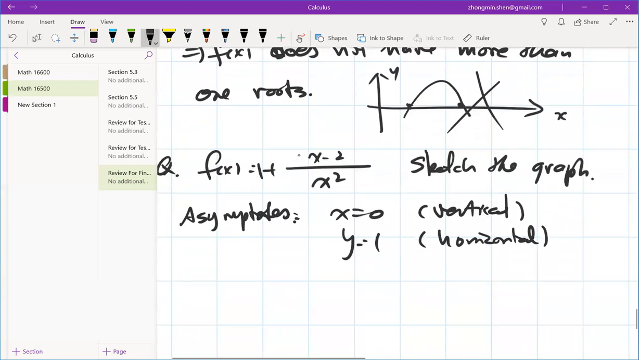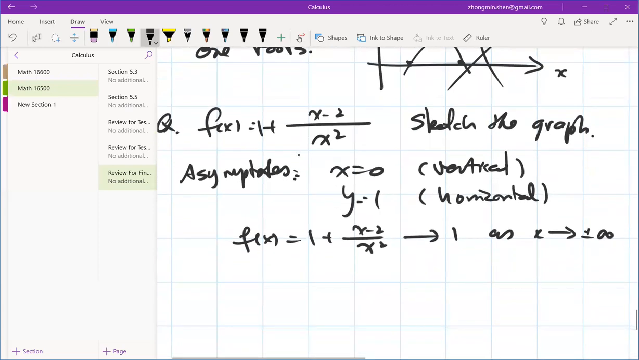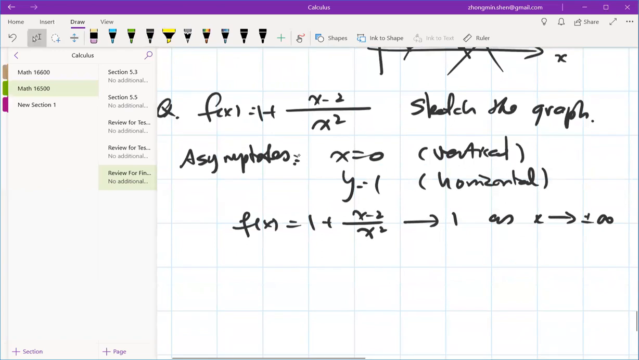Why? Because f of x equals 1 plus x minus 2 over x squared. This approaches 1 as x approaches plus or minus infinity. X minus 2 divided by x squared approaches 0 when x is getting larger and larger. So that's the reason.